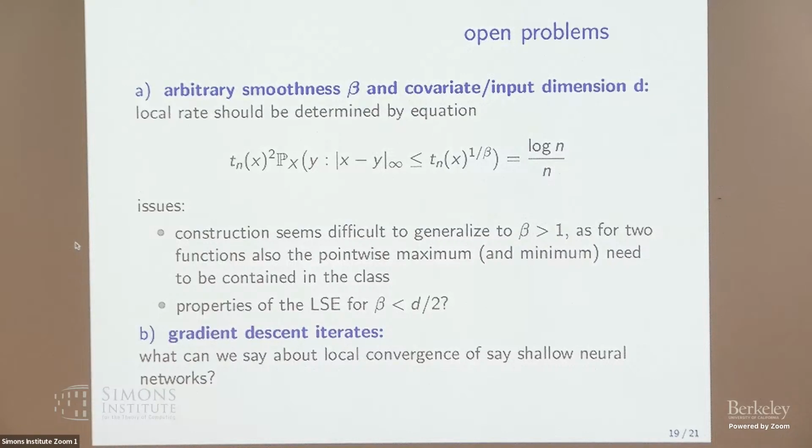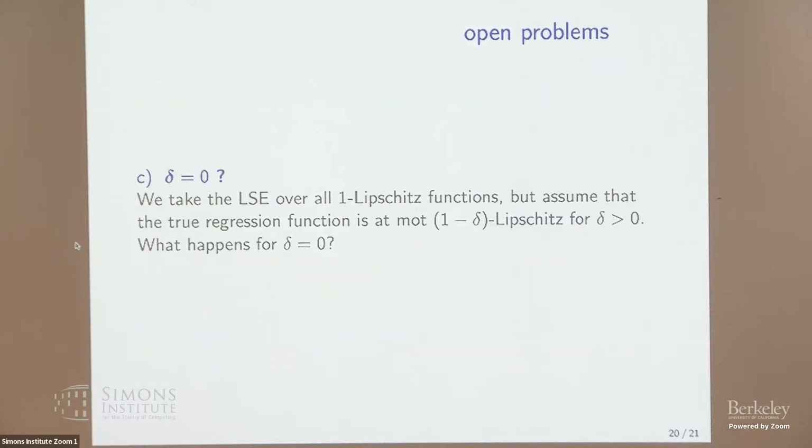Another thing is, of course, I made this link to ReLU networks, shallow ReLU networks, and so it would be interesting to see whether one can say something about the local rates of, say, shallow ReLU networks. Another thing, which Reese was also mentioning earlier, is what happens if the function that you want to learn has exactly the same Lipschitz constant as the Lipschitz constant that you use for your least squares estimator. Then everything seems to change, and definitely there are some interesting phenomena occurring there.